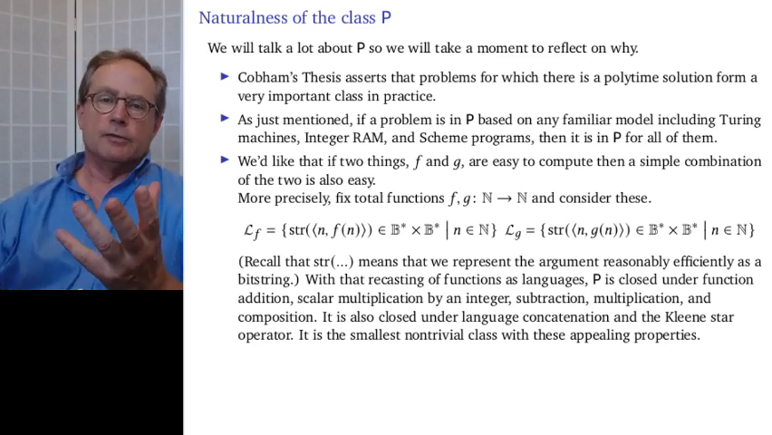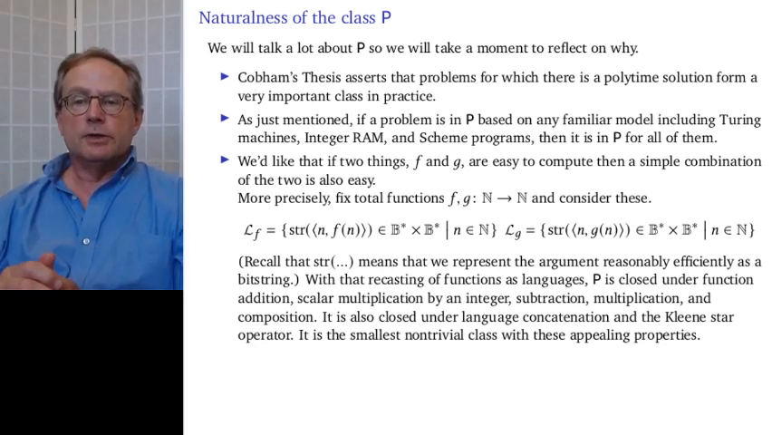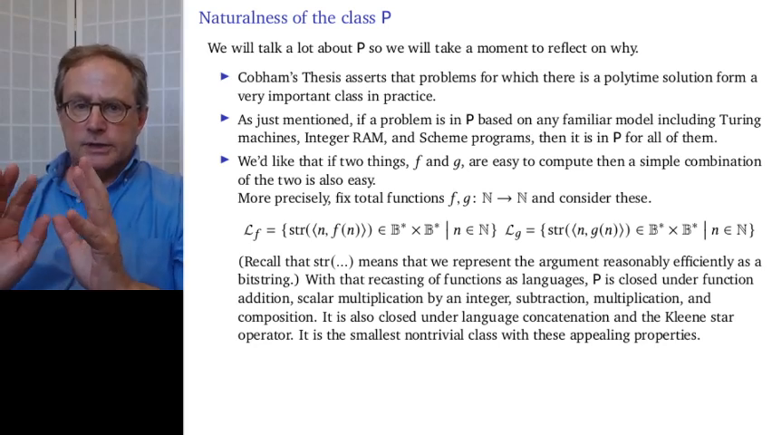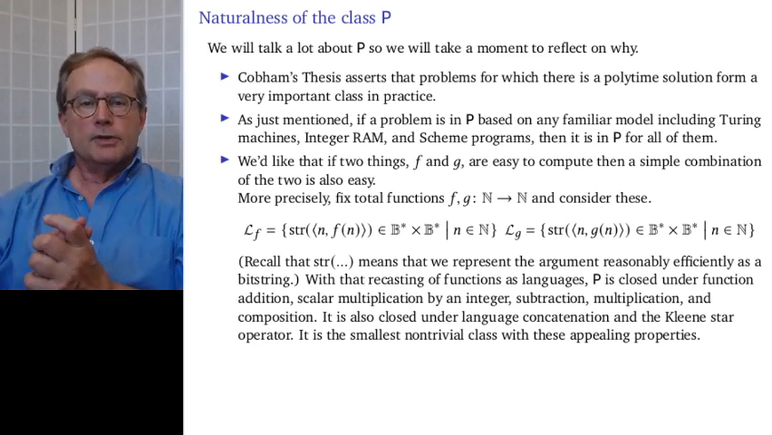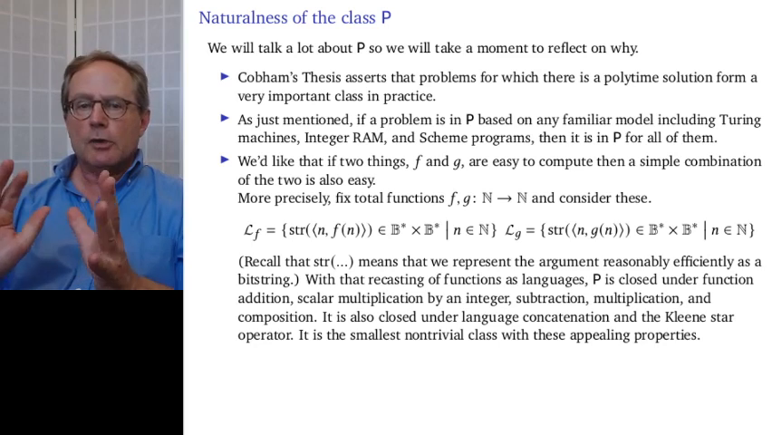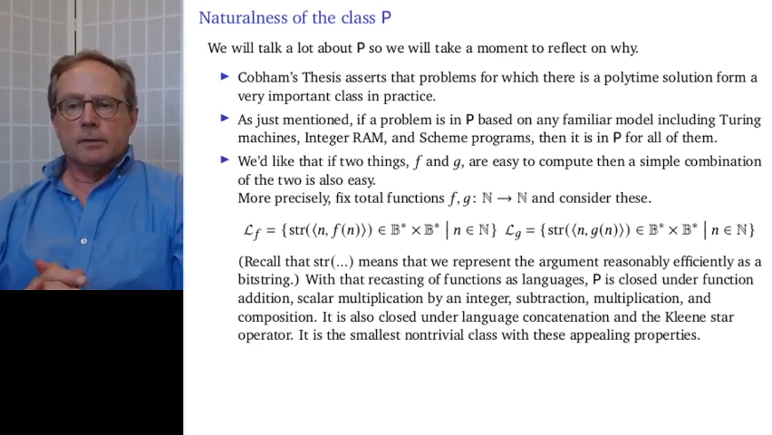First reason, the obvious, natural reason, is that Cobham's thesis asserts that problems for which there is a polytime solution form a very important class. As mentioned on the prior slide, a problem is in P based on any familiar model if and only if it's in P based on any other familiar model, with the caution in the back of your mind that quantum machines may prove to be a counterexample. So we don't know, but that possibility seems at least in the air.